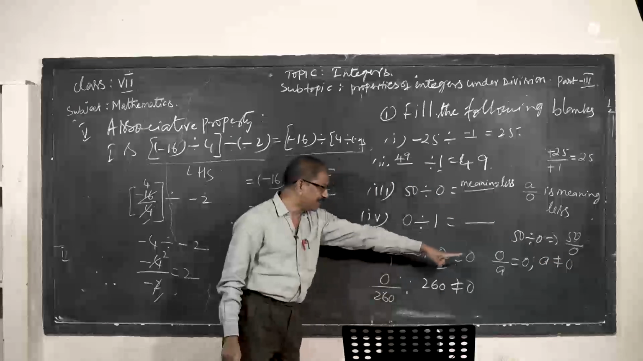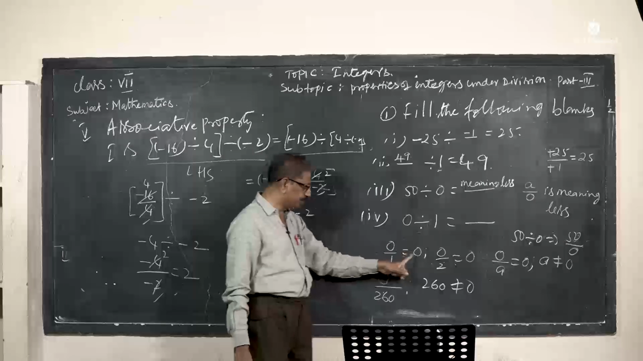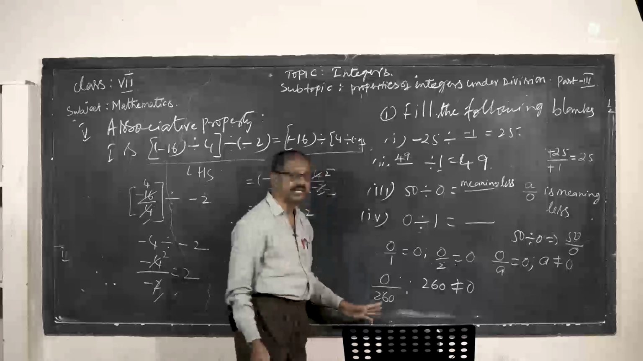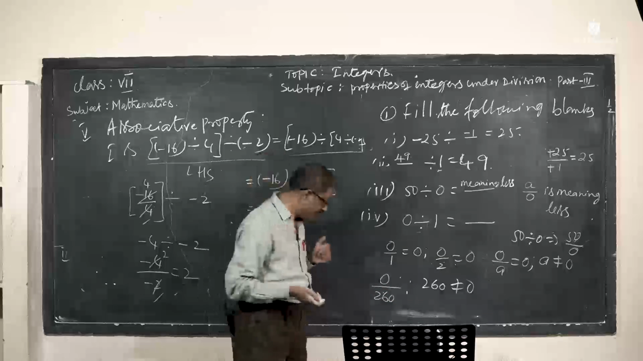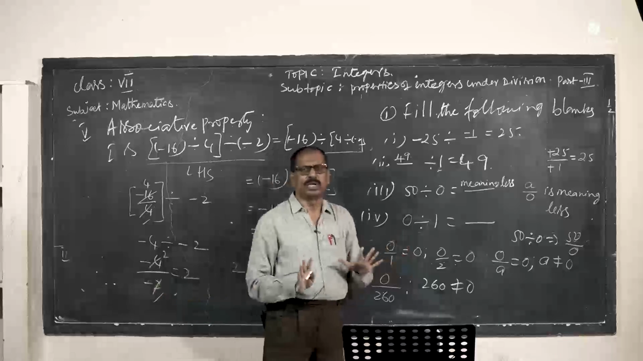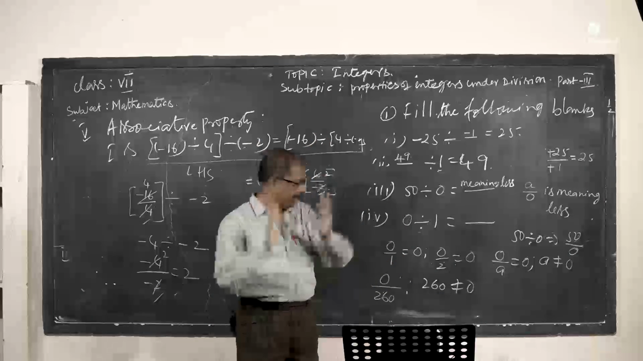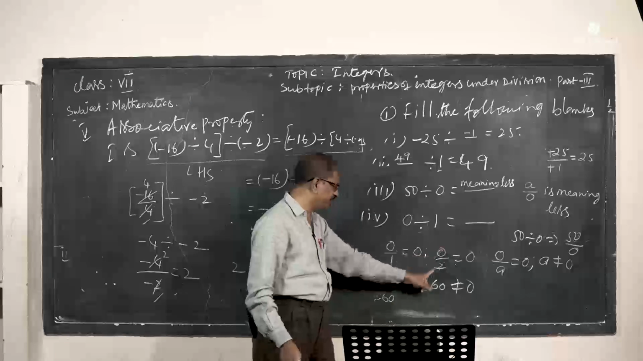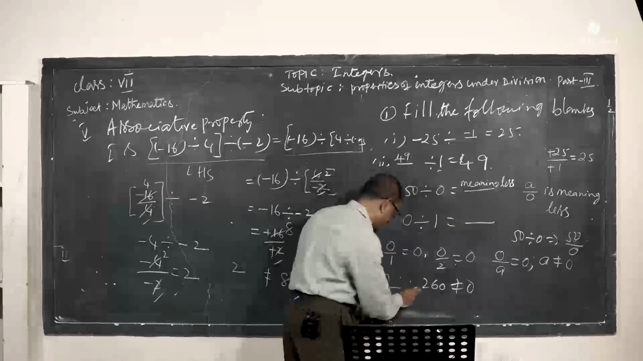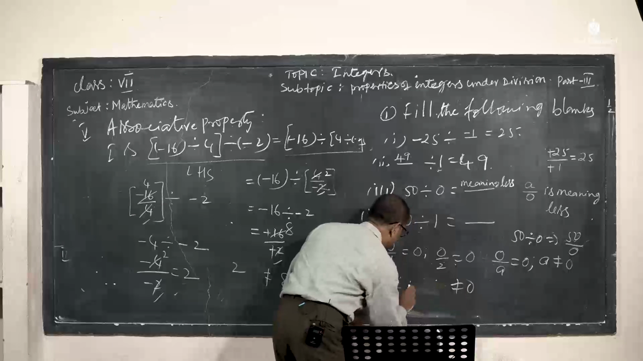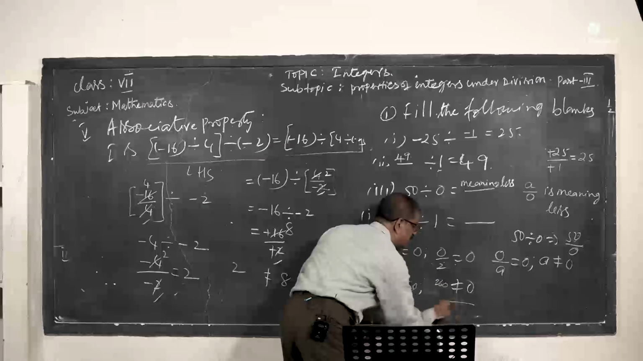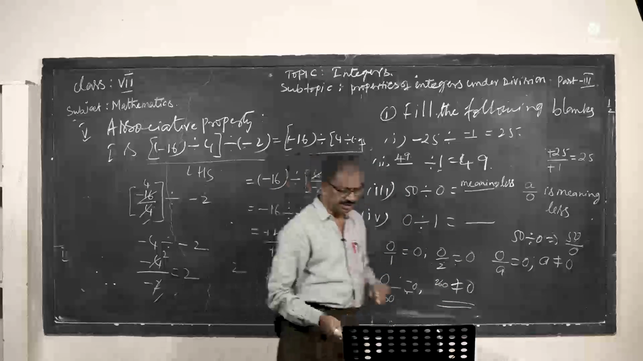So based on that principle, we can write 0 by 1 is equal to 0, 0 by 2 is equal to 0, where 1, 2 and 260 are not equal to 0. Therefore, when 0 is divided by any number, the value is always 0. So 0 by 1 is 0, 0 by 2 is 0, then 0 by 260 is also 0. Correct? That becomes 0 here, where 260 is not equal to 0. So these are the things.